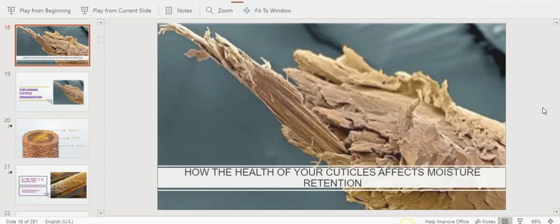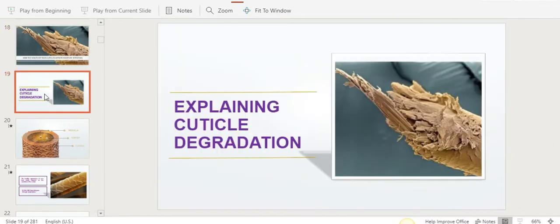In this lesson, I'm going to be going over a term that you are probably not familiar with and that you've probably never heard before. And the reason why I added this unit is because it is so important, because it'll answer a lot of questions when it comes to dry hair. All right, so today I want to talk about how the health of your cuticles affects moisture retention. And by that, I'm going to be going over this topic, which is cuticle degradation. So I will go into more detail about what it means and what it means for your dry natural hair.